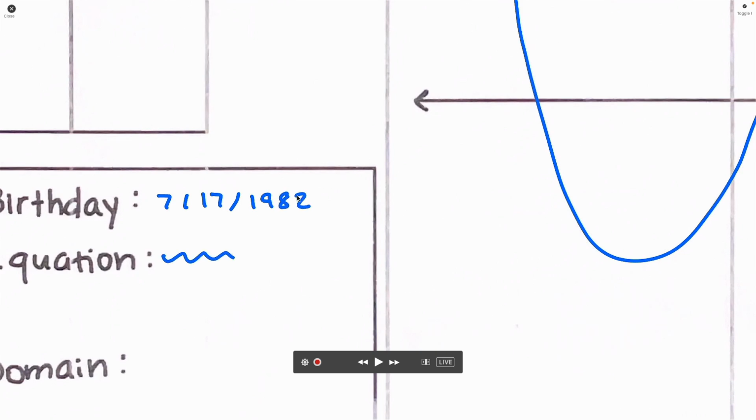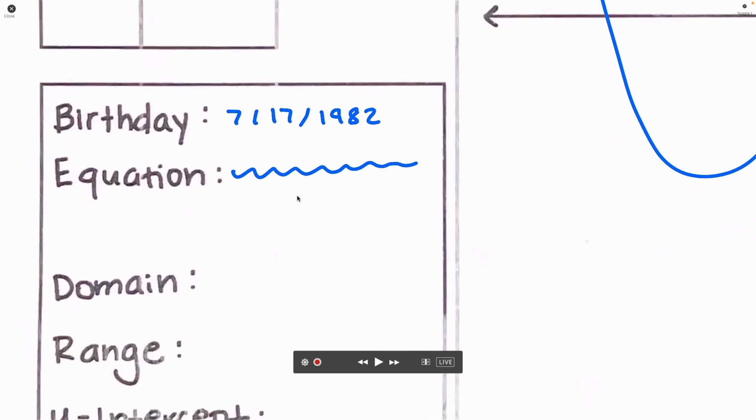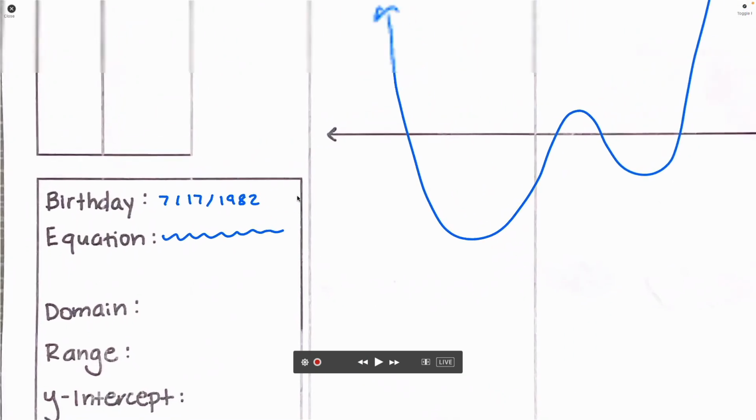And then the equation that I gave you guys earlier, you're going to write it right there. The domain means how far to the left and to the right does your graph go. In my case, my graph goes to the left forever and to the right forever. So my domain would be from -infinity to infinity. My range is how low and how high does my graph go?